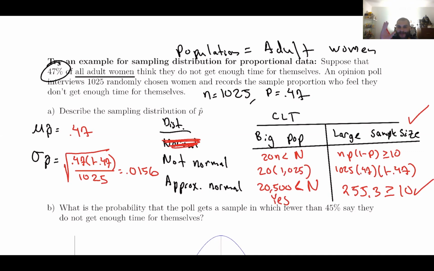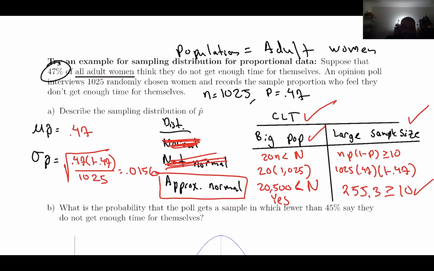So since we have a big population, and since we have a large sample size, the central limit theorem conditions have been met. And we can say that our distribution is approximately normal. And that will be it for part A. Everybody good for part A?